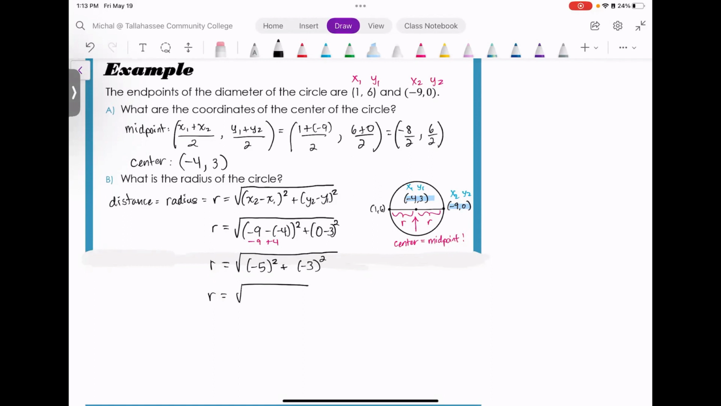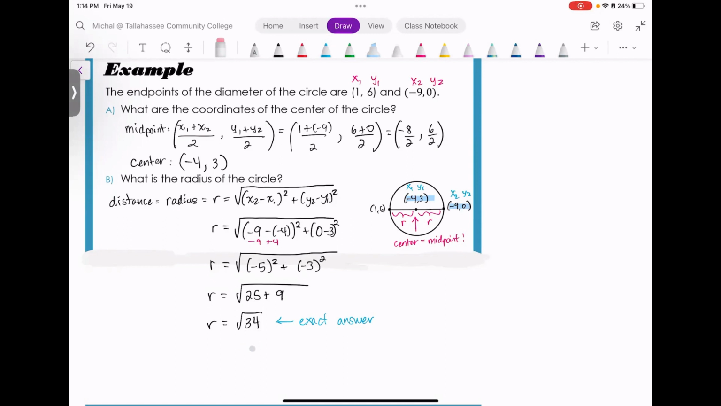So r is equal to the square root of negative 5 squared, which is 25, plus negative 3 squared, which is 9. When I add those together, I get 34. So my radius is equal to the square root of 34. This is our exact answer. And on Lumen, it's going to want you to give the exact answer. Now, 34 is equal to 17 times 2. Both of those are prime numbers, so I don't need to worry about simplifying this radical because there's no square factors contained within 34. I'm going to erase off my factor tree.